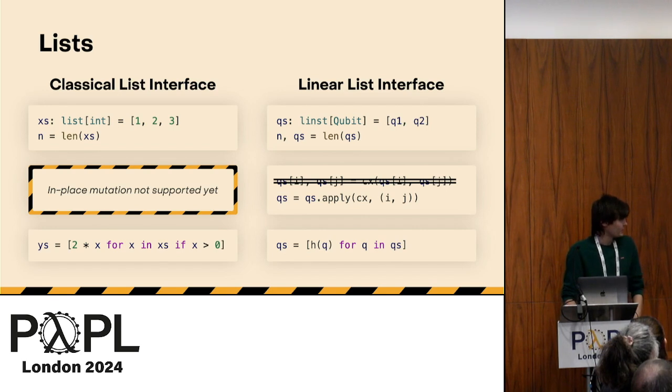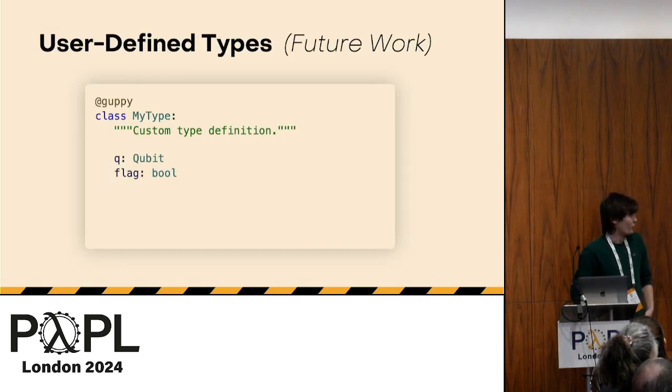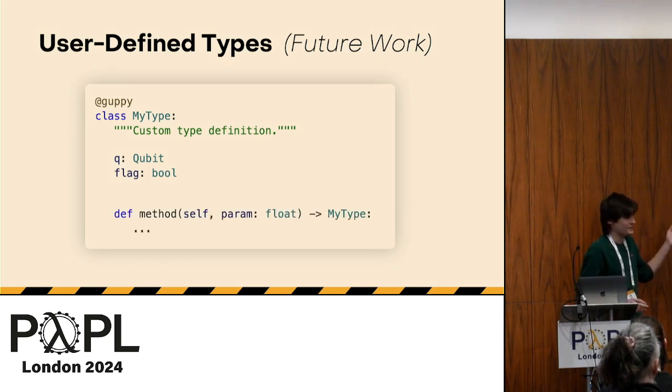One thing we want to add in the future is a notion of user-defined types, preferably using Python's class syntax, and then also allow users to define custom methods on these types.